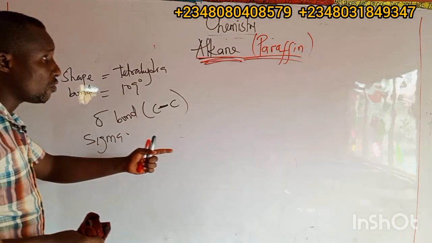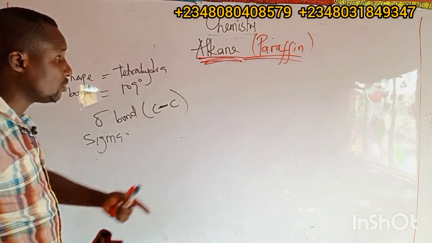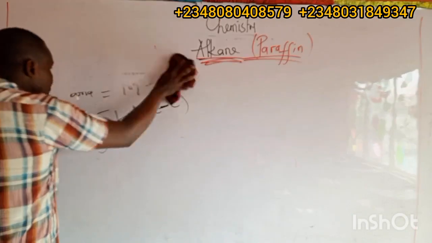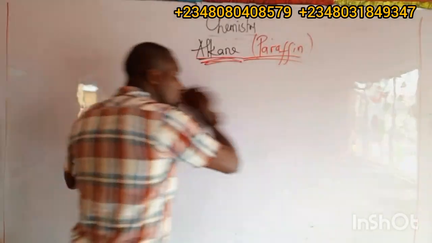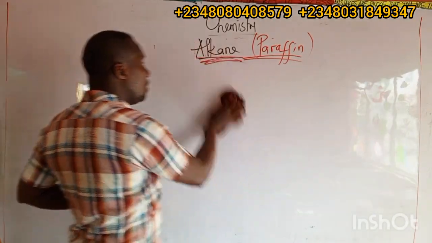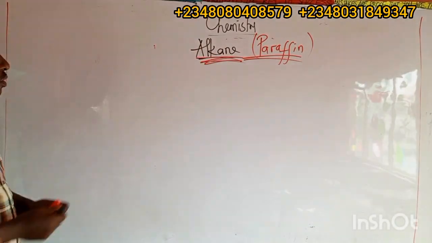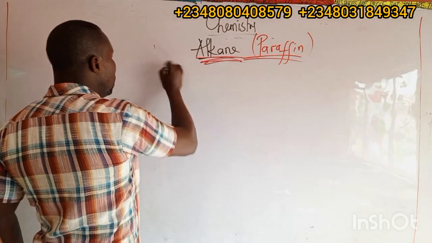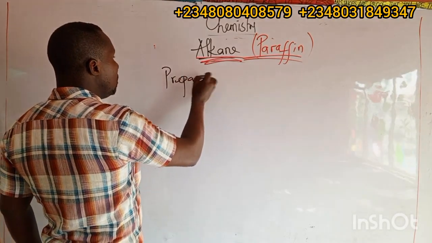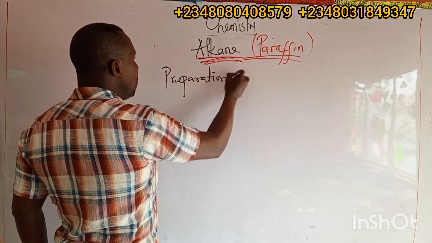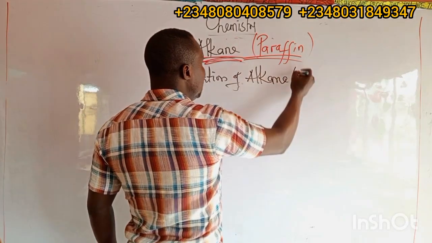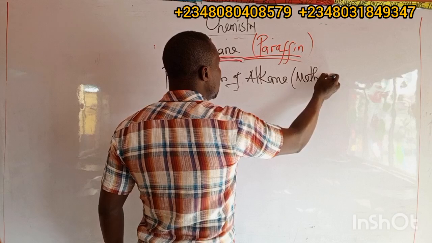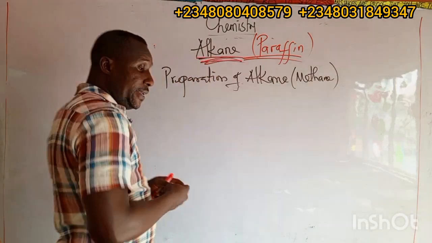Let's move forward. The major constituent or component of natural gas is methane. Let us move to preparation of alkane. Let us take the first member, methane.